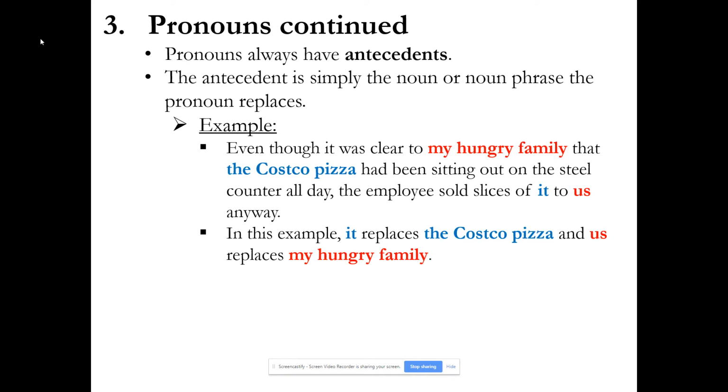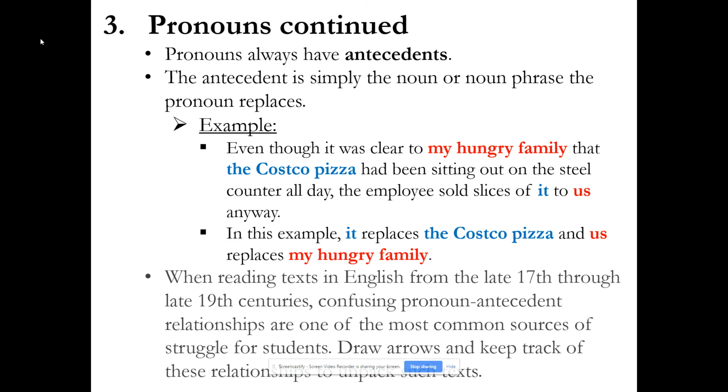The determiner Costco, noun pizza, noun. Costco is making pizza more specific and we're piling those nouns on top of each other, just like with the Barbie doll factory fire.